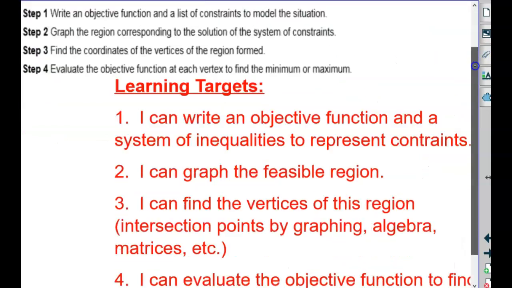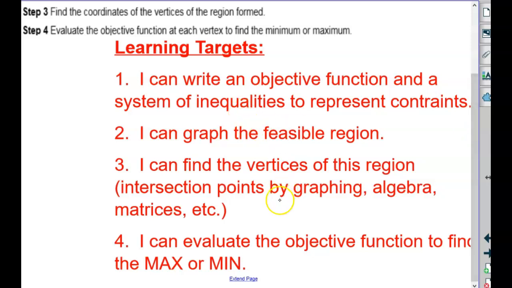These are the learning targets. So if at the end of the day, today, you aren't sure what some of this vocabulary means, please let me know. I can come back to them at the end. I can write an objective function and a system of inequalities to represent constraints. I can graph the feasible region. I can find the vertices by graphing or algebra or matrices. We're going to do all those today, and then evaluate to find the maximum or minimum.